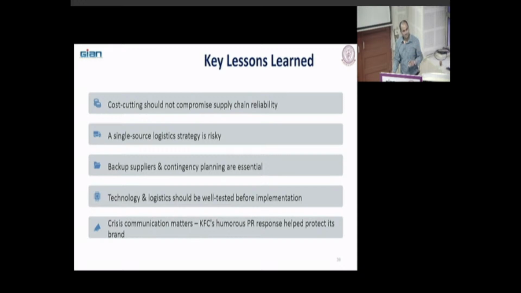Some of the key lessons learned: cost cutting should not compromise supply chain reliability. They wanted to reduce the cost, that's why they went to DHL, but it significantly affected their supply chain. A single-source logistics strategy is risky. Again, it depends on the type of products and their nature. You cannot say that centralization is always good or decentralization is always good. You need to see what kind of product it is, whether it is perishable or not. For perishables, you need to move those goods very fast. You cannot wait 4 or 5 days to move those goods. Backup suppliers and contingency planning matter. Technology and logistics should be well tested before implementation, and crisis communication matters.